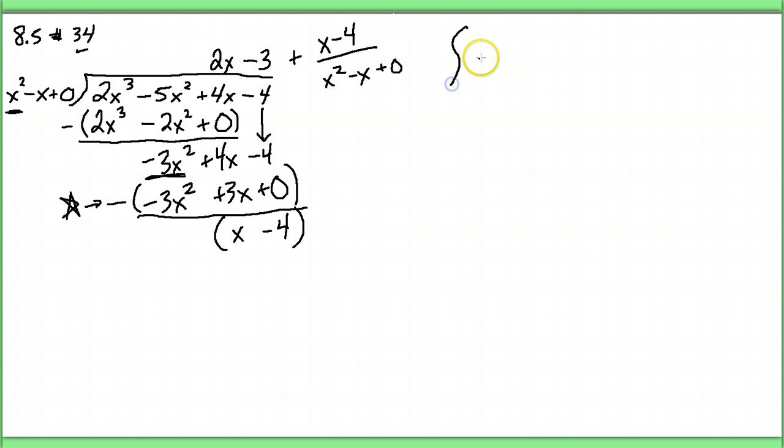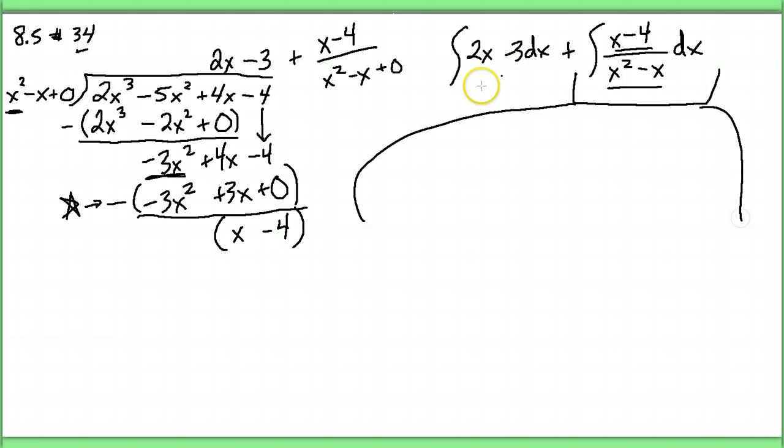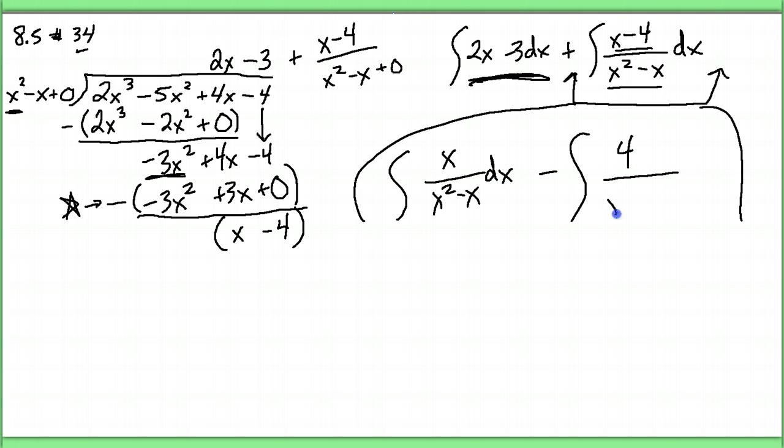So you now have the integral of 2x minus 3 dx plus the integral of x minus 4 all over x squared minus x dx. Now, you don't have a simple u substitution here, so you can't do that. So I'm just going to focus on this. I'm looking between here and here. I'm going to divide that into each of them. So I have the integral of x divided by x squared minus x dx minus the integral of 4 over x squared minus x dx.